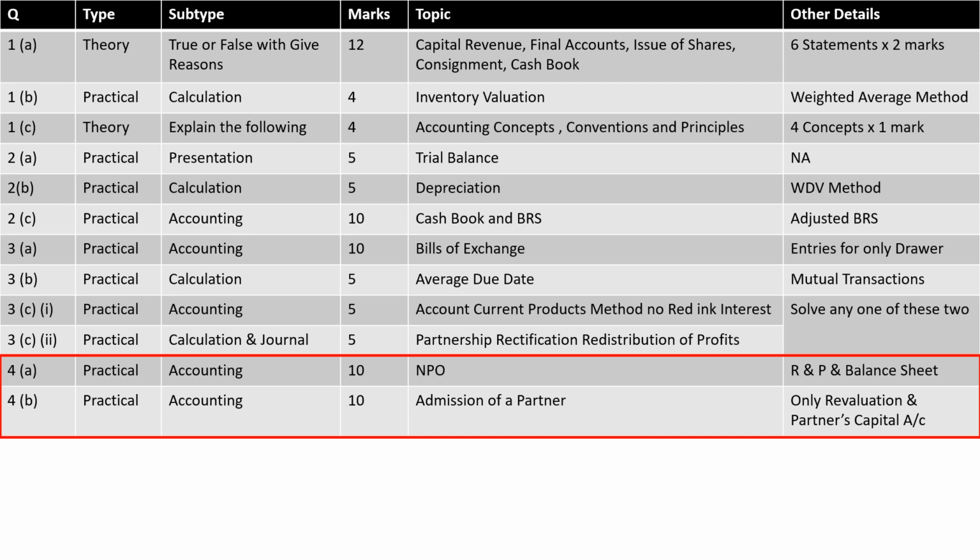they have not asked income and expenditure. It is already given. You are just required to prepare receipt and payment account, which is nothing but a cash or bank account having opening balance on debit side plus receipts, payments on credit side, and then closing balance, and then balance sheet. Those 10 marks, if you can secure, then admission of a partner is going to be relatively easy, because it is asking only revaluation account and partners capital account.